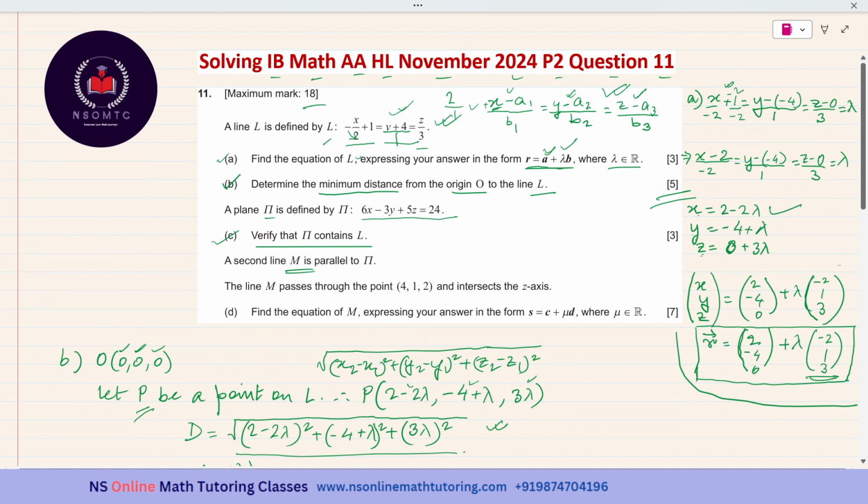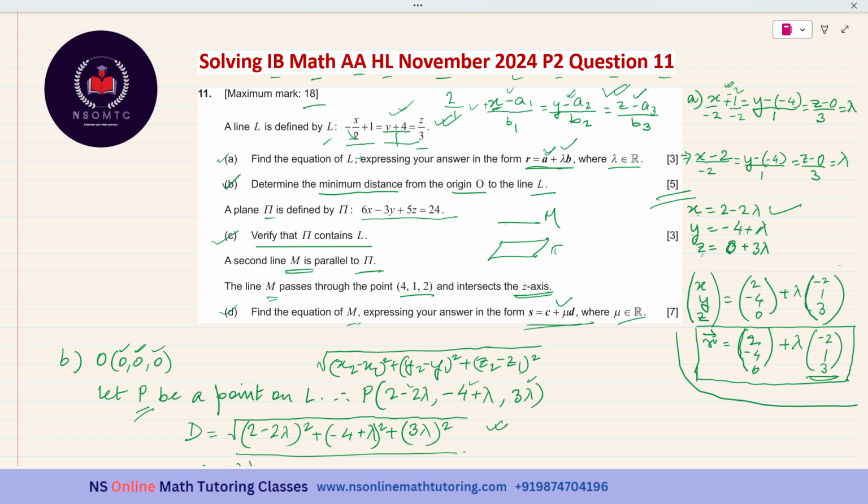A second line M is parallel to pi. Suppose the plane pi is like this and maybe M is this way. It is parallel to plane pi. The line M passes through the point 4, 1, 2 and intersects the z axis. The question is: find the equation of M, expressing your answer in the form S equal to C plus mu D, where mu is a real number. That means we have to give the vector equation of the line M.